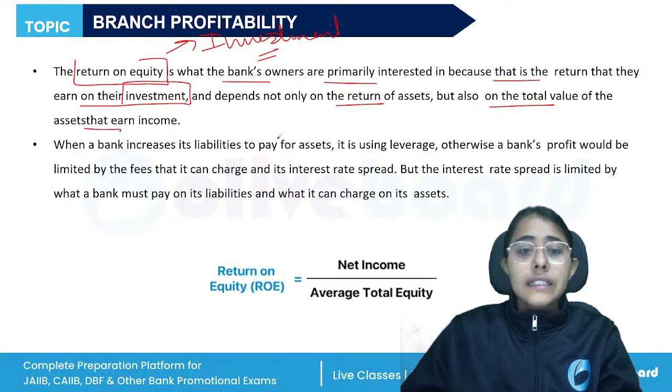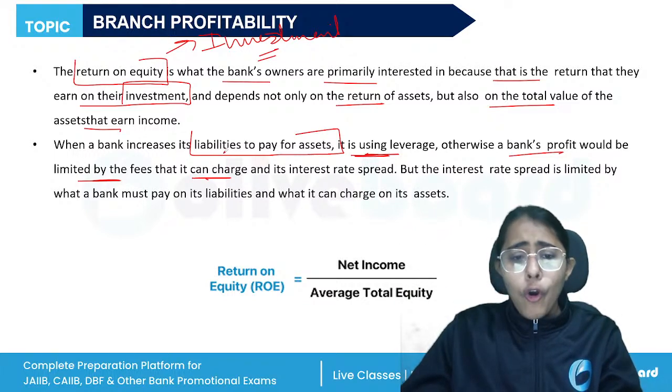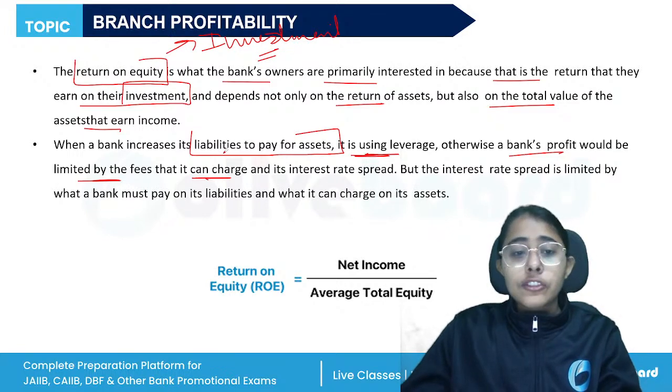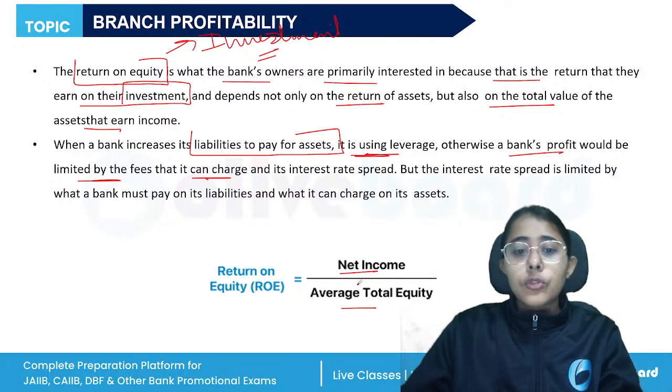So when a bank increases its liabilities to pay for its assets, it is using leverage. Otherwise, a bank's profit would be limited by the fees that it can charge. So just charging fees on the loans or other products and services cannot generate enough income for the bank. So they have to resort to equity as well, right? And whenever they're using their liabilities to pay for assets, it is using leverage. All right. So the return on equity formula is the net income divided by the average total equity.